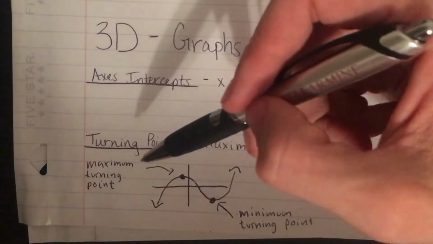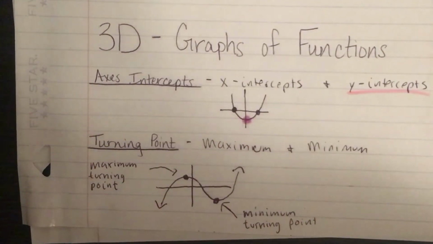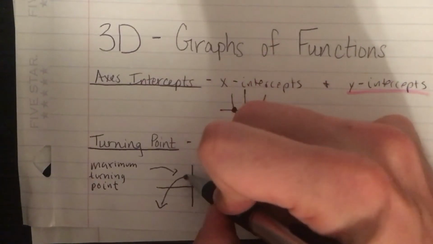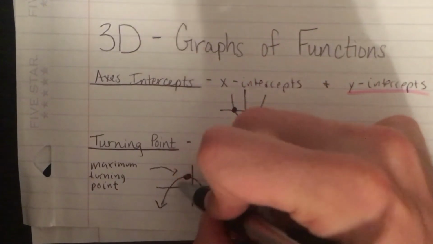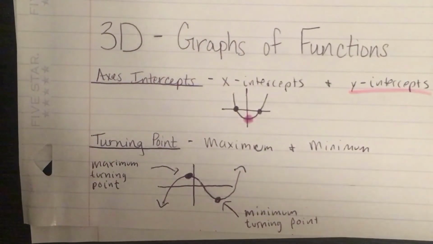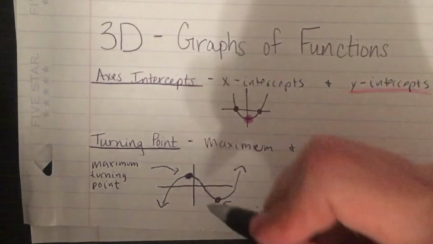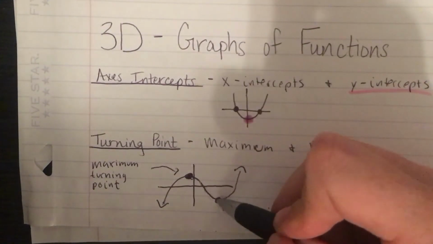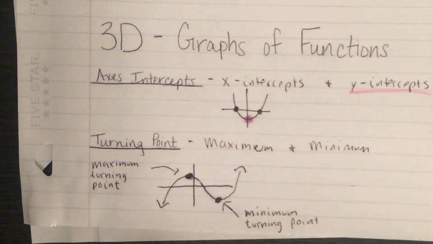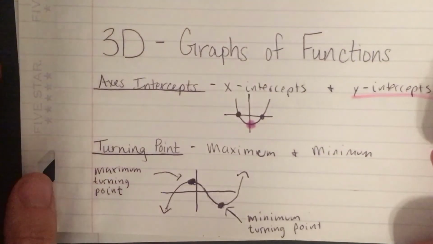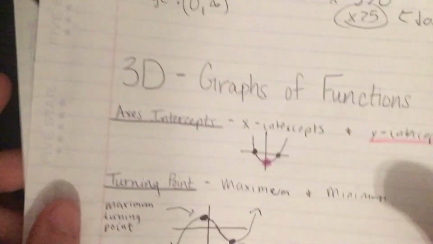We have things called turning points, which are labeled aptly. Wherever your graph turns, changes directions, we say that is a turning point. We refer to those as, if it's a high turning point, a maximum. If it's a low turning point, a minimum. So this is some other language that we can use to describe graphs.